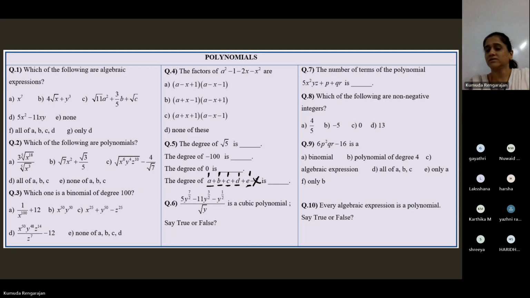So the highest power is 1. It's 1 everywhere, so the highest power is 1, so the degree is 1.